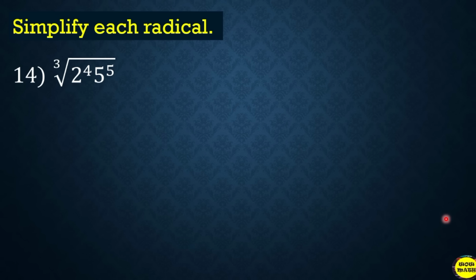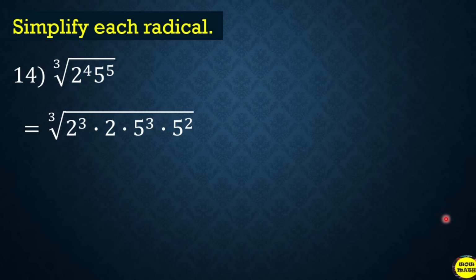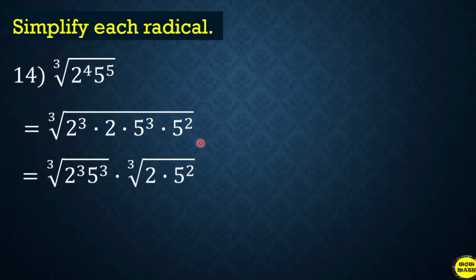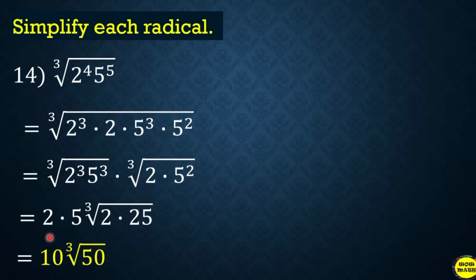Cube root of 2 to the 4th power and 5 to the 5th power. So, kagaya ng ginawa natin kanina, since yung index natin dito ay 3, so paghiwalayin natin. So, 2 cubed times 2 times 5 cubed times 5 squared. So, pagsamahin natin yung ma-remove natin. So, ito ma-remove natin. So, that is 2 times 5. And that is cube root of 2 times 25. So, therefore, the answer is 10 cube root of 50.